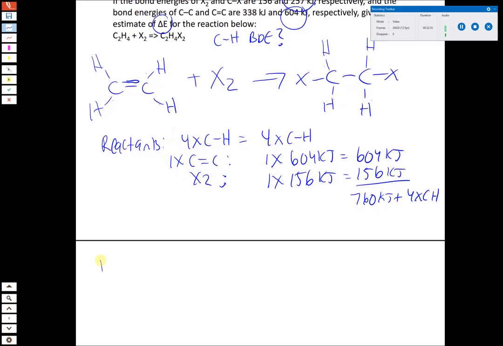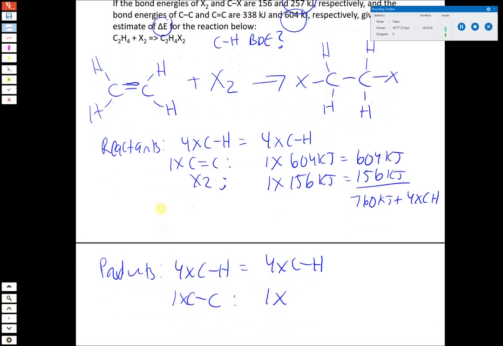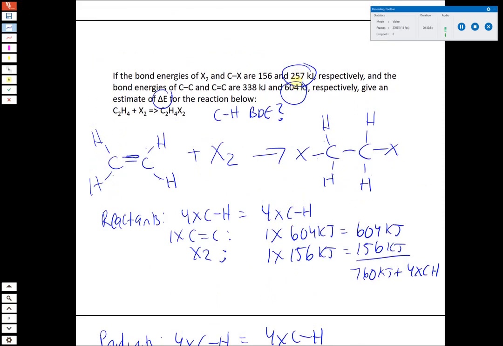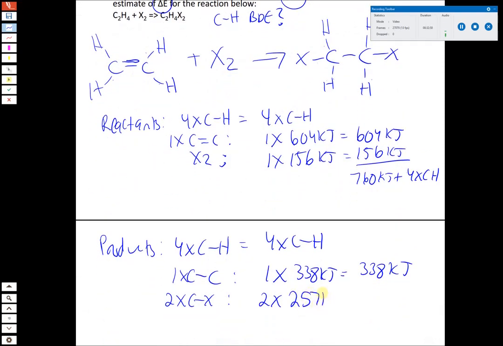All right, so that's the reactant side. Then we do the same thing on the products. On the product side, we have still four CH bonds, so we don't know what that number is. We have, in this case, a CC single bond. The carbon-carbon single bond energy is 338, so we make sure we use the right numbers for the correct carbon-carbon bond order. And then we have two CX bonds, CX over here, CX over there. And the CX bond energy we were told is 257. So that number is going to be 514.